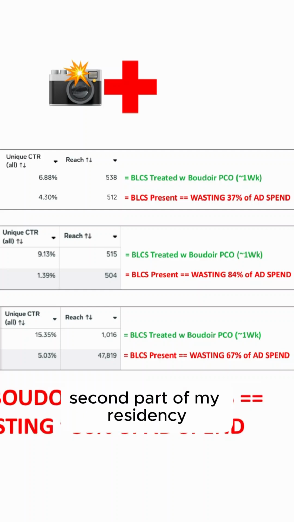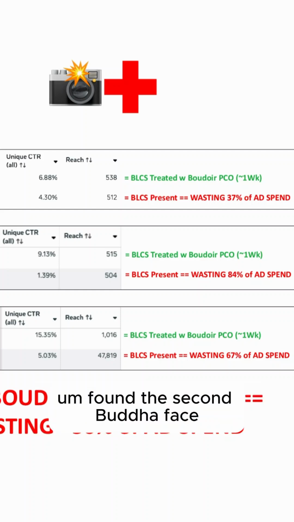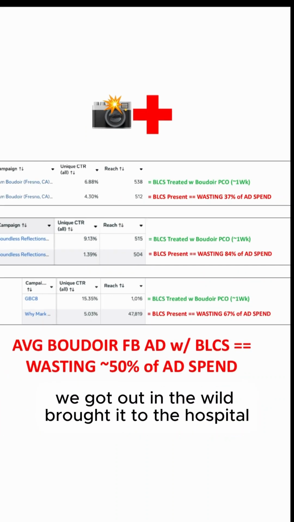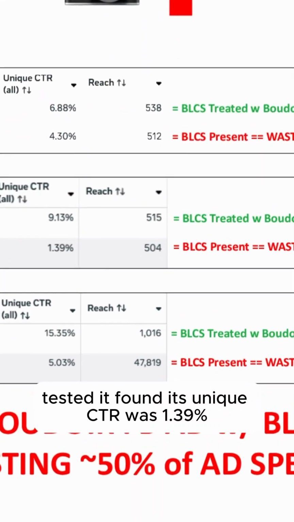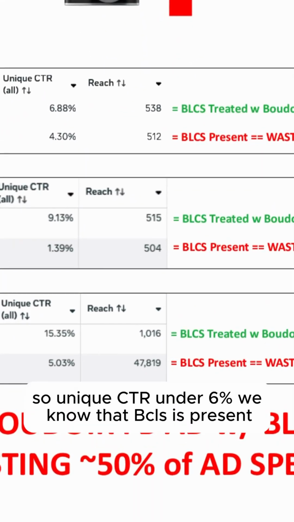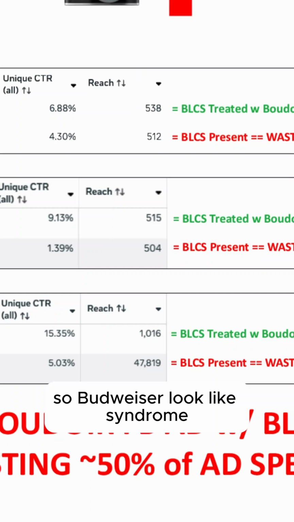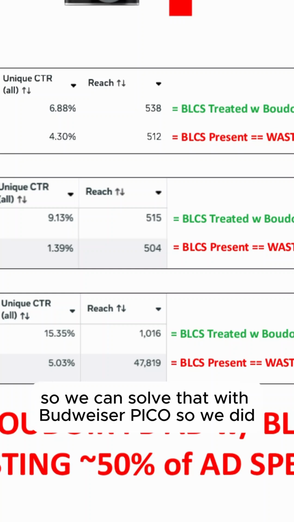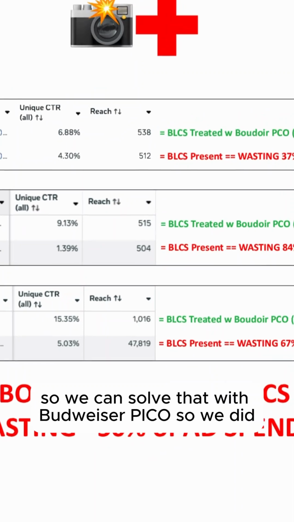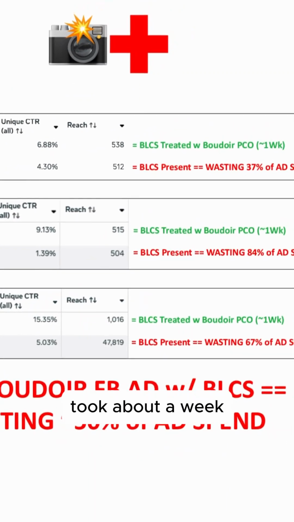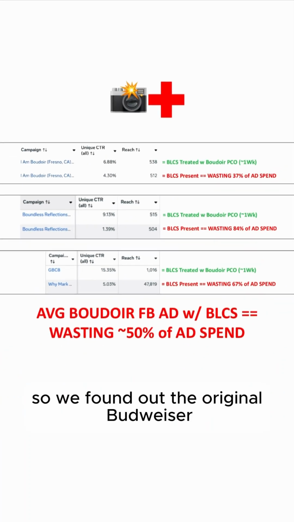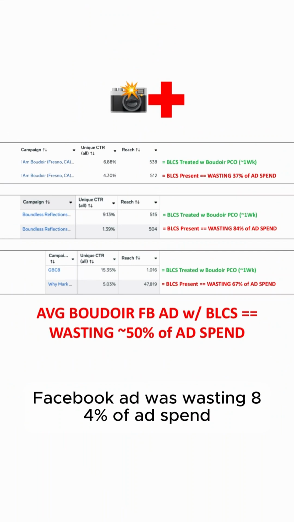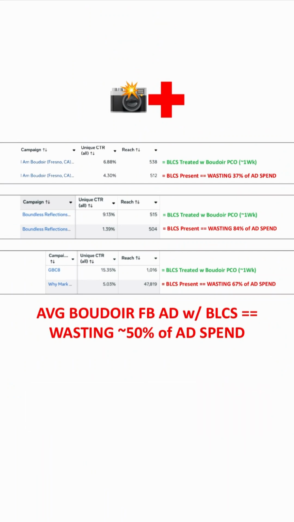Second part of my residency, found a second Boudoir Facebook ad out in the wild, brought it to the hospital, tested it, found its unique CTR was 1.39%. So with a unique CTR under 6%, we know that BLCS is present. So Boudoir low-click syndrome, we can solve that with Boudoir Pico. So we treated it with Boudoir Pico, took about a week, and we got the unique CTR up to 9.13%. So we found out the original Boudoir Facebook ad was wasting 84% of ad spend.